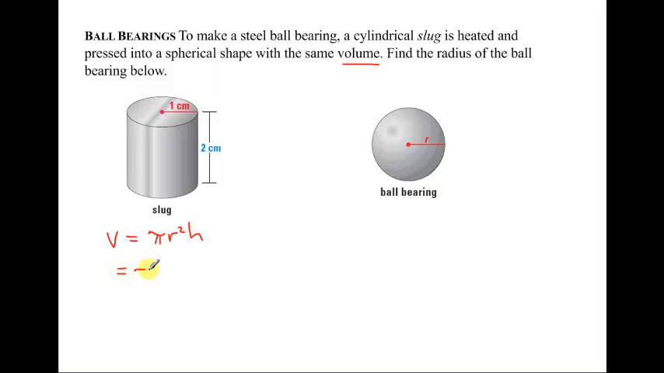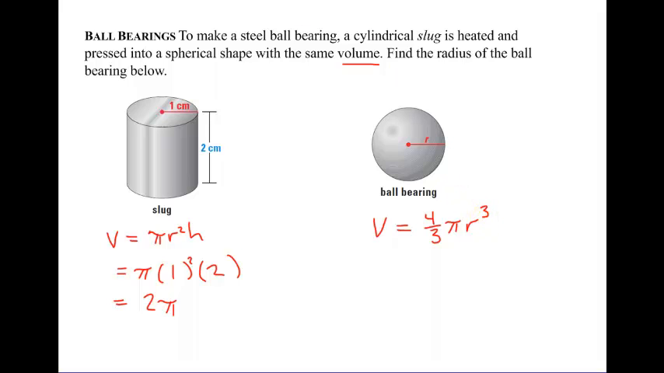So that's pretty straightforward to plug in. The radius of this is just the 1 centimeter, and it's 2 centimeters tall. So that comes out to just be 2 pi for the volume. Now this cylinder has the exact same volume as this steel ball bearing. So the volume of the ball bearing is a different formula since this is a sphere. This is our new formula, 4/3 pi r cubed.